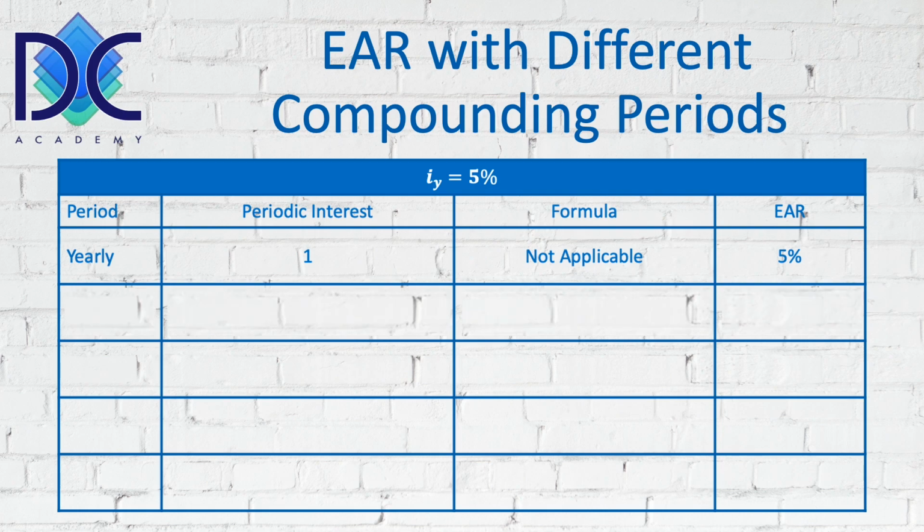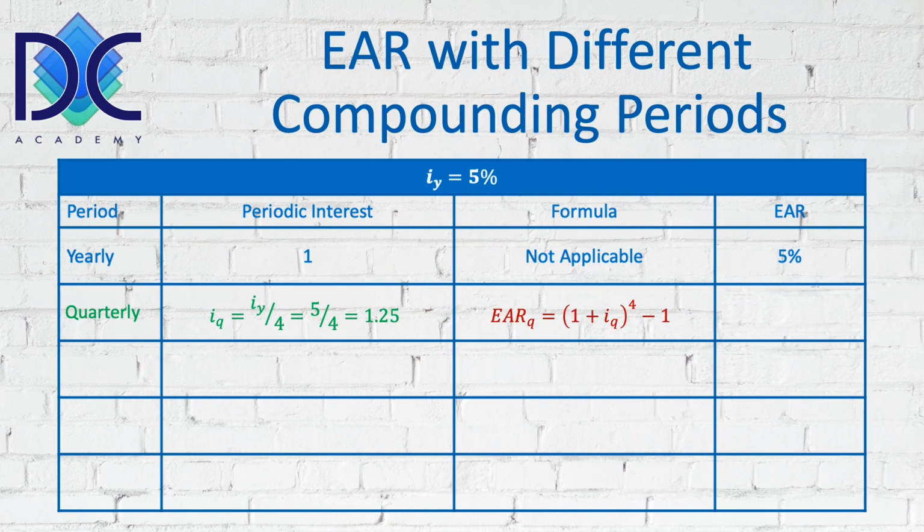Now when we look at the quarterly compounding, we find that the quarterly interest rate is 5 divided by 4, which is 1.25%. And the formula of the equivalent actual rate for a quarterly compounding is (1 plus the quarterly interest) to the 4th power minus 1, which gives us 5.0945%. We see there is a small increase of the interest rate.